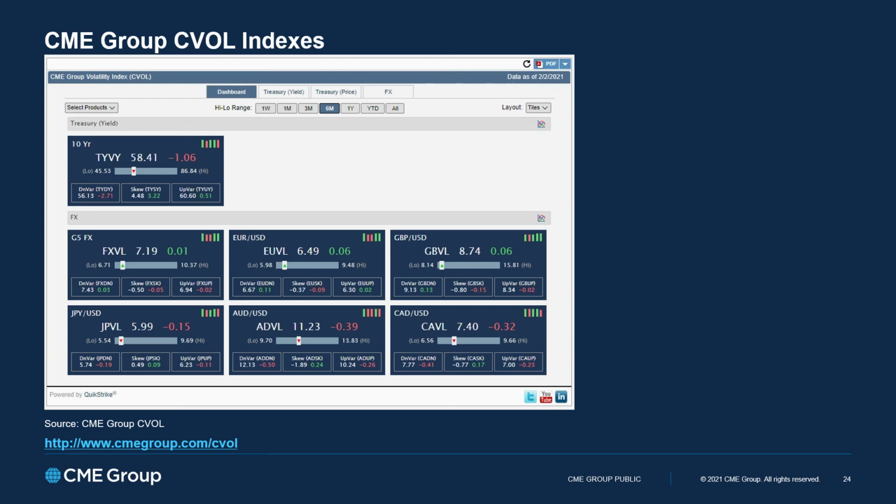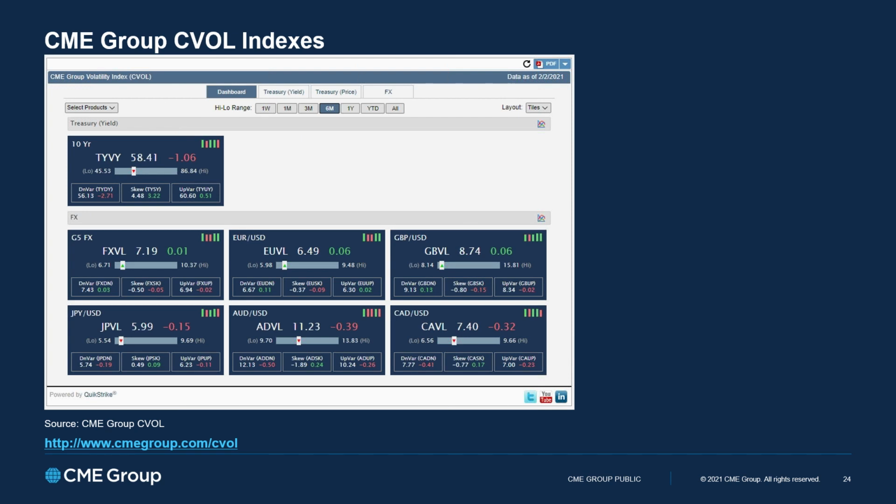You can see up on top here, we selected 6 months of data. Over the last 6 months, and we can change that if we want, the low in the CVOL index was 45, the high was 86, and it's currently at 58. So we're sitting a little closer to the lower part of the last 6 months of volatility than the higher end.